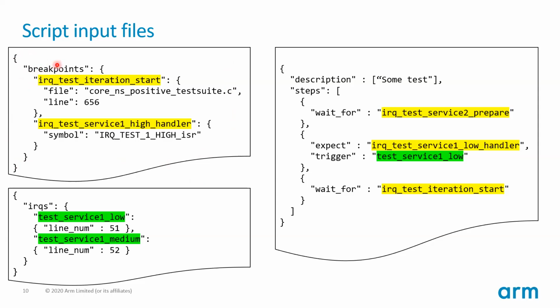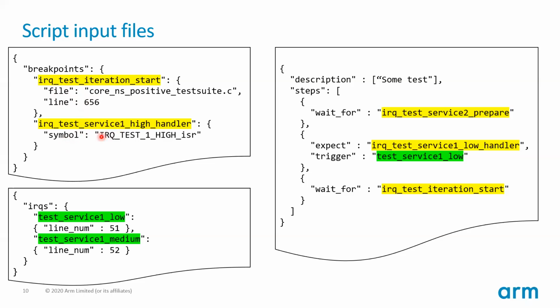The breakpoints are the code locations where we might want to trigger interrupts or do sanity checking, so basically where we want the script to examine the execution. And you see there are possible ways to define a location in the code.